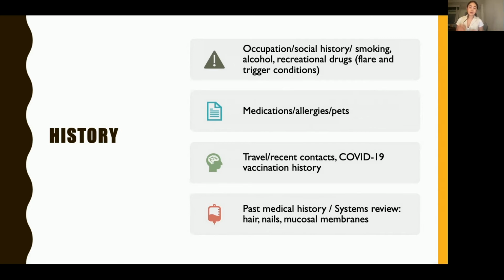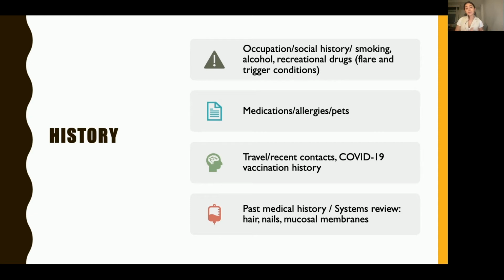So I mentioned earlier, NSAIDs can induce lesions in the skin. And then we have travel and recent contacts. So ask, have they been anywhere recently? Have they seen anyone who's been on holiday recently? Just looking out for infestations or any tropical skin conditions, say Lyme disease maybe.